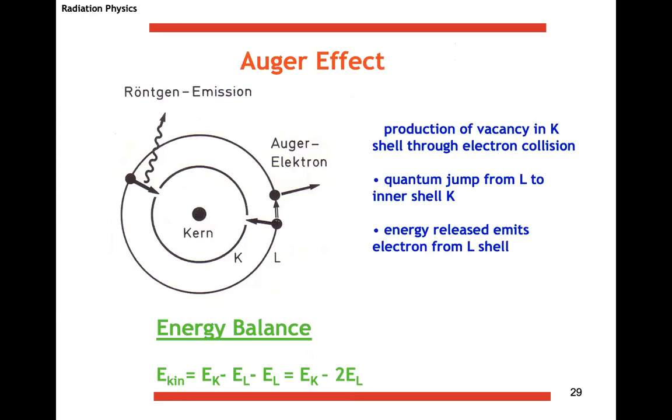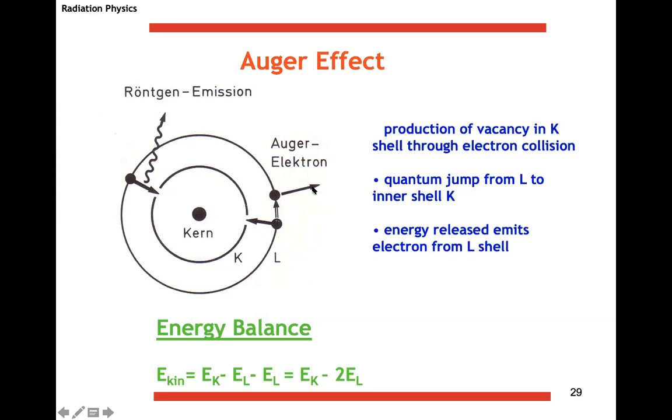The Auger effect is different from the photoelectric effect in this sense. When you produce a vacancy in the K shell through a photoelectric effect, of course you can have the decay of the electron and the emission of a photon, but you can also have a different effect. You can have the decay of the electron with the emission of another electron from the L shell. This is called the Auger effect.